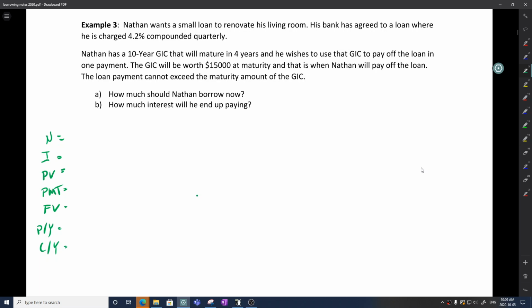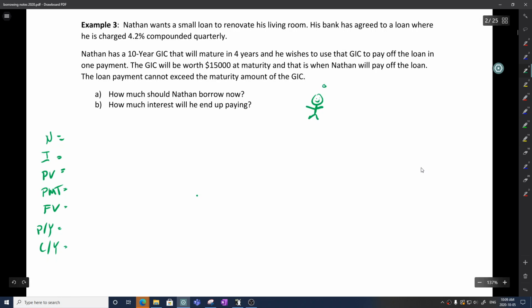So the GIC will be worth $15,000 at maturity. And that is when Nathan will pay off the loan. The loan payment cannot exceed the maturity amount of the GIC. So what is going on? Here's Nathan. Now this is money management at its finest.